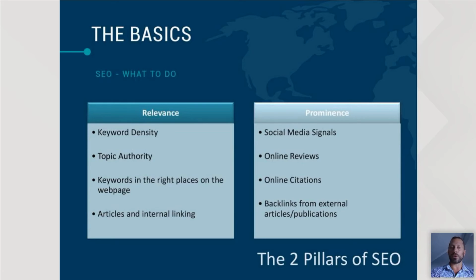Then become a topic authority. So become an authority on that topic and write articles, write blogs related to that particular topic. Make sure the keywords are in the right places. And in future webinars, we will talk about SEO in greater depth and exactly what to do. But this is giving you the broad brush strokes of what you need to know. So have them in the meta tags, have them in the main heading and the content and the copy.